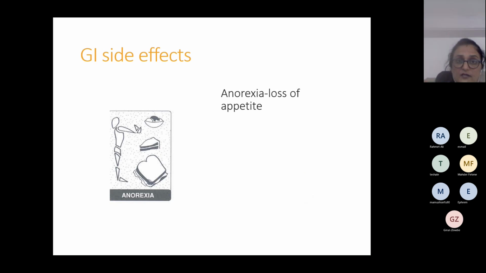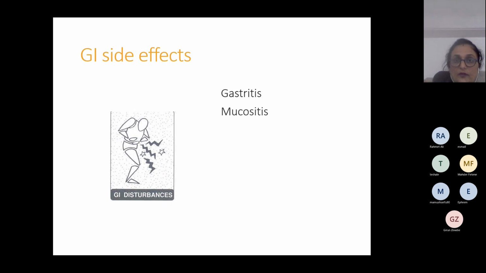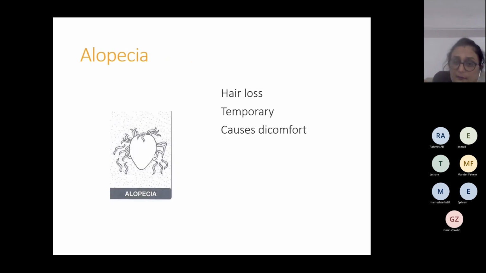Then the other GI side effects like anorexia, that is loss of appetite. Anorexia is loss of appetite. The patient does not feel hunger, does not feel like having food. So that is a very common side effect and it is called anorexia. The other GI side effects are gastritis and mucositis. For this also, you have treatments.